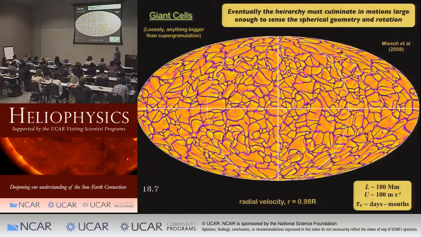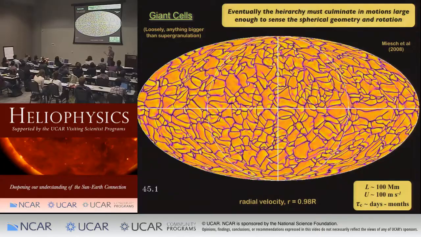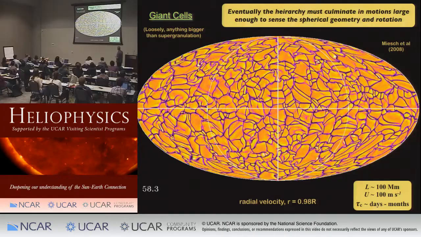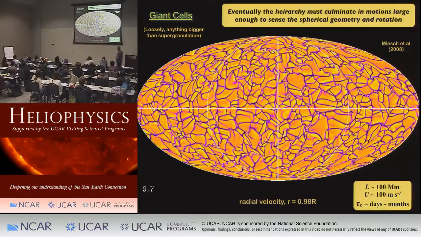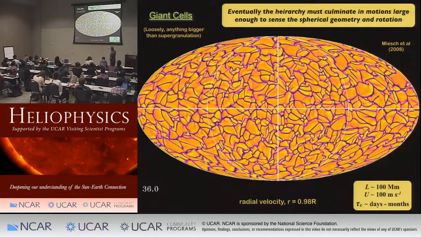We call these giant cells, again, there's not a lot of observational evidence. These are masked by what happens at the surface. These have a much weaker velocity, at least by an order of magnitude, than granulation. So they're hard to pick out of granulation. But we think that eventually the time scales get to be days or months, and at that point the Rossby number becomes small enough that they feel the rotation. So superficially, this looks a lot like granulation.